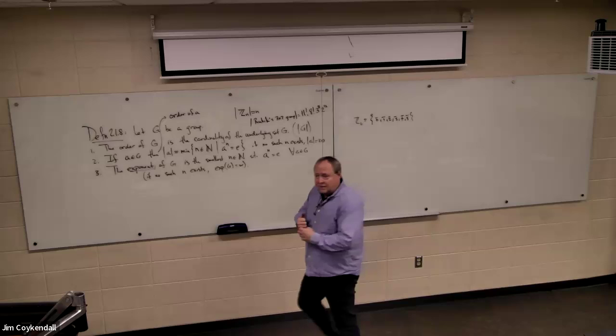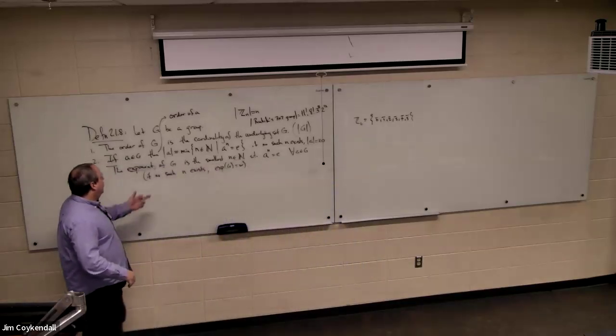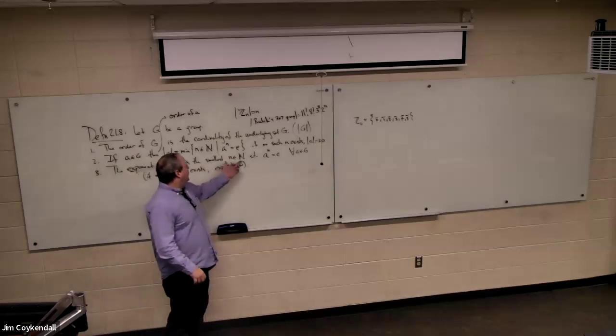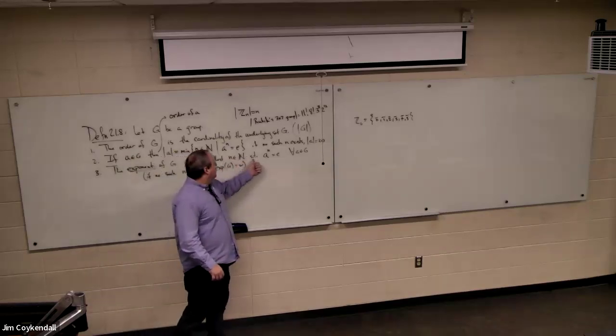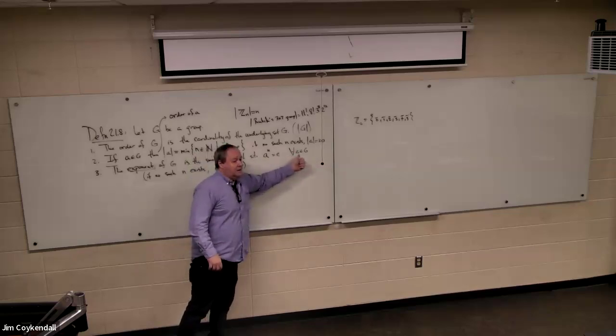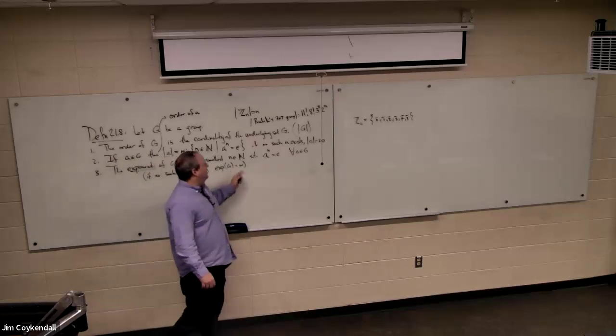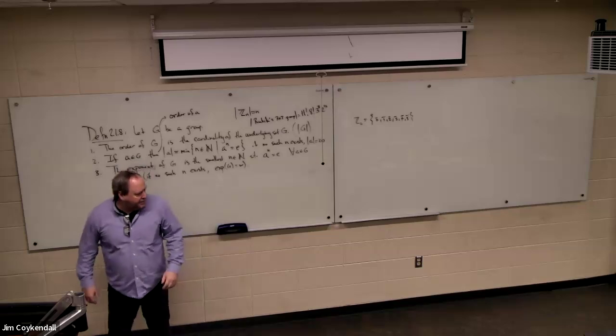That's much smaller than the size of the group. Finally, the exponent of a group, the exponent of G, is the smallest n. This looks like the order, but it's a little bit different, such that a to the n is the identity for every a in G. If no such n exists, we say the exponent is infinity.